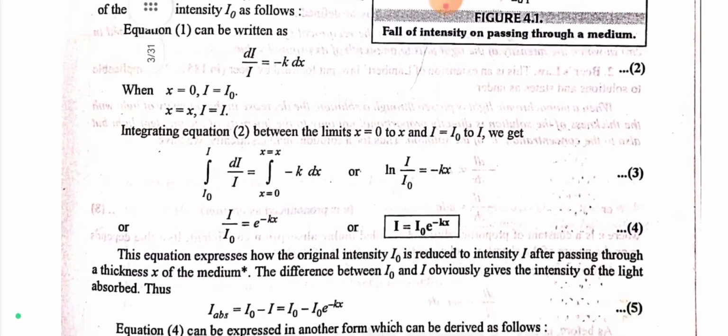Equation number 4. This equation expresses how the original intensity I naught is reduced to intensity I after passing through the thickness x of the medium. The difference between I naught and I obviously gives the intensity absorbed. Thus, I absorbed is equal to I naught minus I, which is equal to I naught minus I naught e to the power minus kx. Equation 4 can be expressed in another form which can be derived as follows.